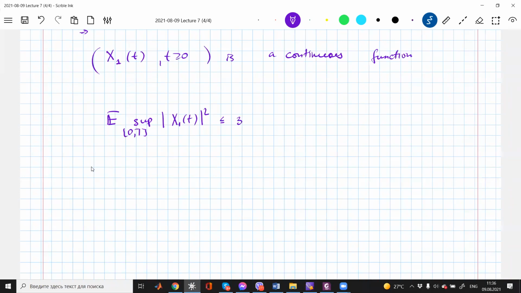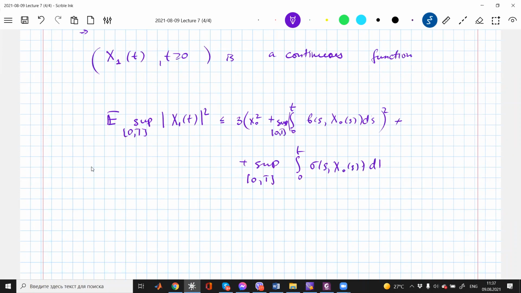We have 3 summands, so I write x0 squared, plus the integral from 0 to t of b from s, x0 from s, ds, squared, plus the supremum on 0 to t of the integral of sigma from s, x0 from s, d b from s, squared. Okay, and now I can again apply the Davis-Gundy inequality.